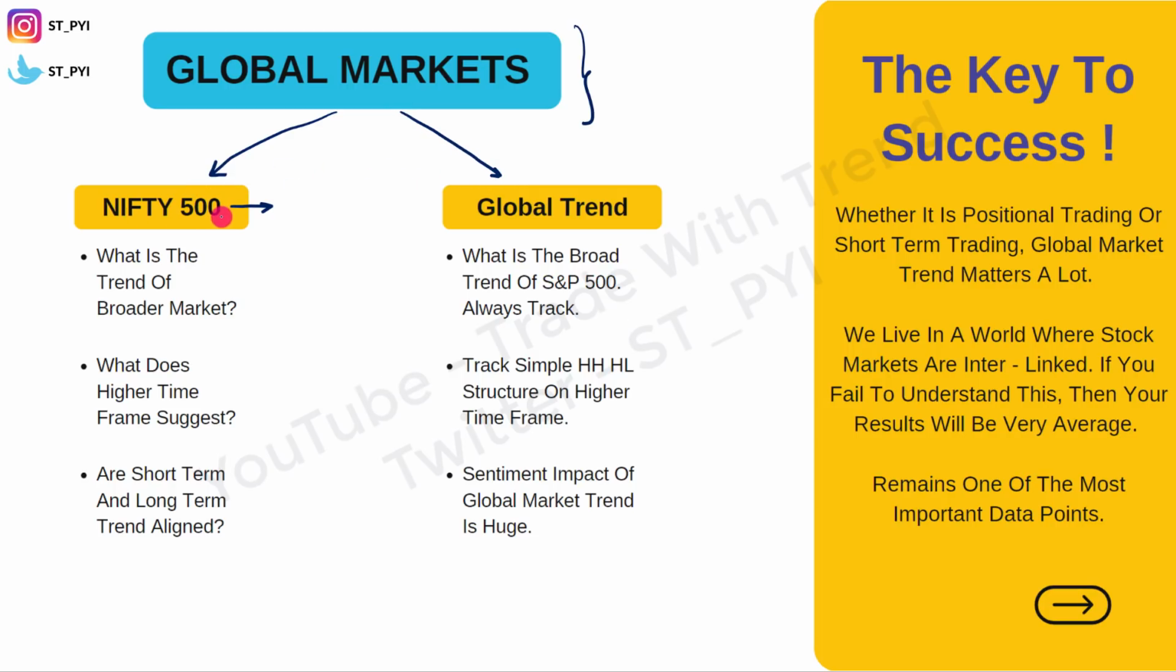Pay attention. See, when it comes to Nifty 500, I always want to ask myself, what is the trend of the broader market index? Why is this a broader market index? Because this includes the top 500 stocks in the market. What is the basic structure here? Higher high, higher low, or lower high, lower low. I track this on a daily time frame chart.